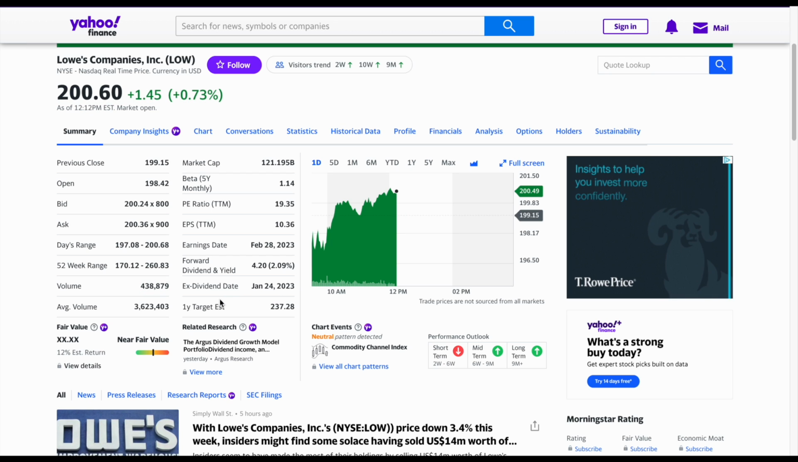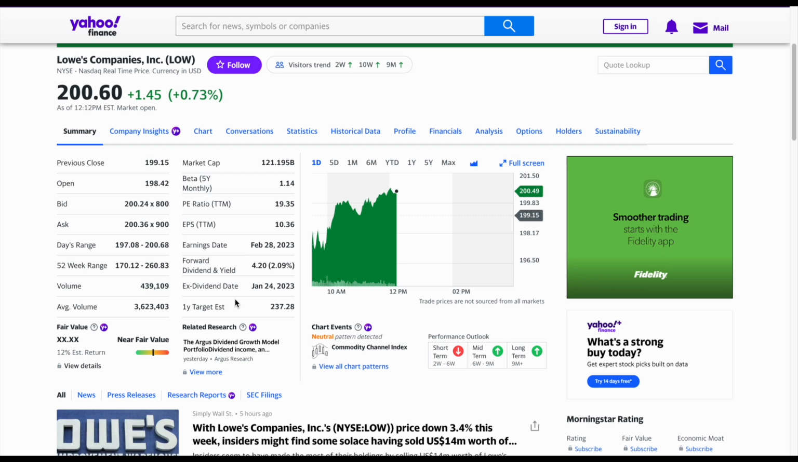Now I need to know what the ex-dividend date is. Investors who purchase shares any day before the ex-dividend date will be documented as owners of the share on the record date. That means they'll be entitled to receive the dividend payment. Investors who purchase shares on or after the ex-dividend date won't be recognized as shareholders on the record date, which means they won't be paid dividends. So you do need to purchase the stock before this date if you want to receive the next dividend.